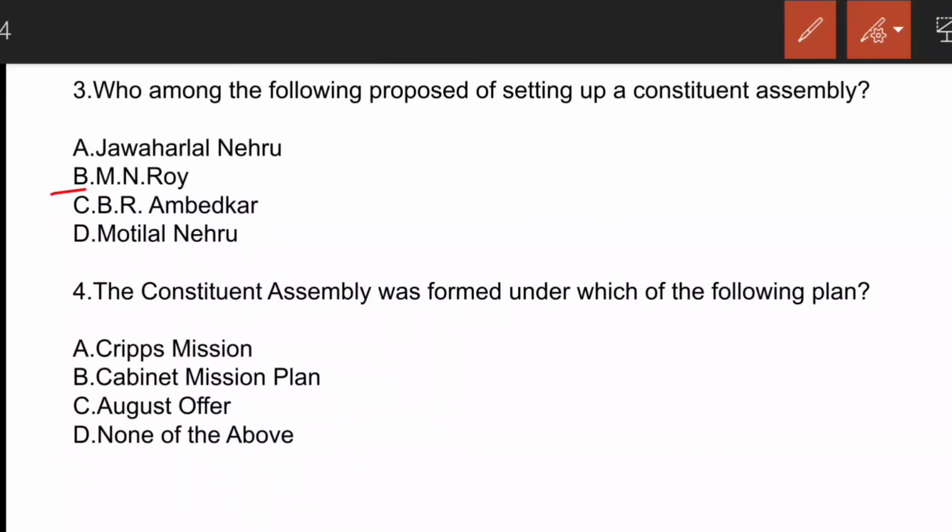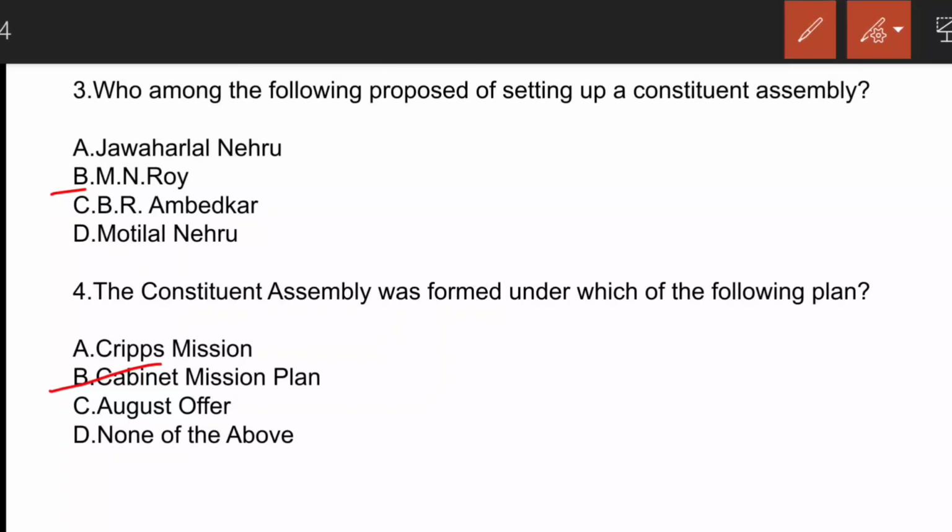The correct answer here is option B, that is Cabinet Mission Plan. Now, the Cabinet Mission Plan came to India in the year 1946. It consisted of 3 members. They were A.V. Alexander, Stafford Cripps and Pethick Lawrence.